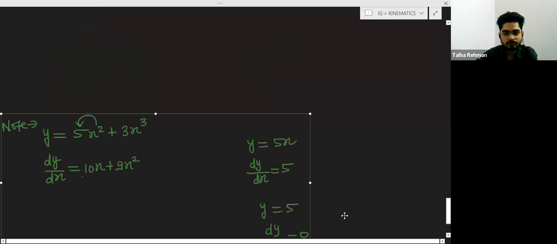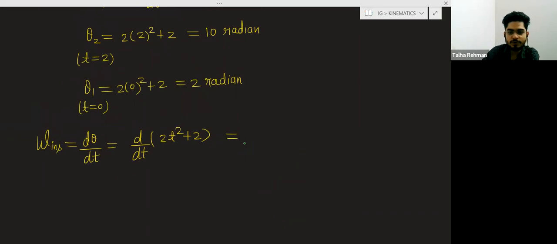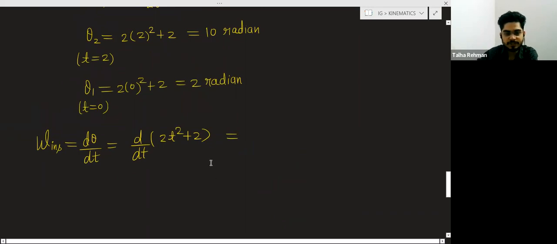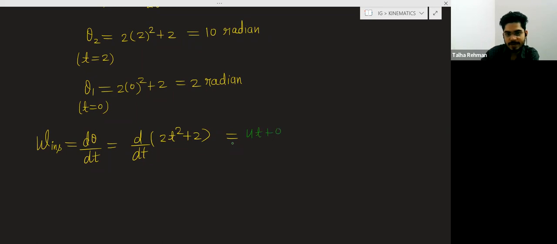Okay. Now I think we can calculate. What will be the answer of differentiation of this, 2t square plus 2? 4t plus 0. And instead of t, what you will put? t is equal to 2, because they are asking the instantaneous velocity at 2 seconds.